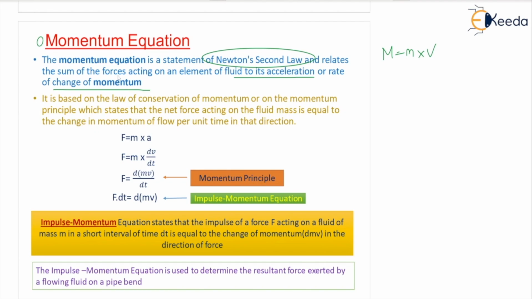Look at this line once again. The momentum equation is a statement of Newton's second law. What is Newton's second law? The rate of change of momentum is directly proportional to the force applied, and the change takes place along the direction of the applied force. That means if you are applying the force in the x direction, you will get the acceleration in the x direction.